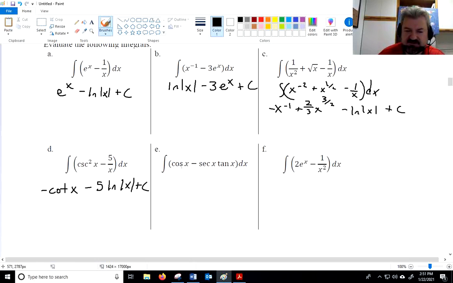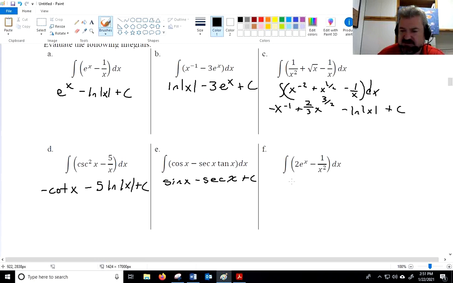All right, let's take a look at this one. The integral of cosine x is sine x. And the integral of secant tangent, what has a derivative of secant tangent? Secant. So secant x plus c.